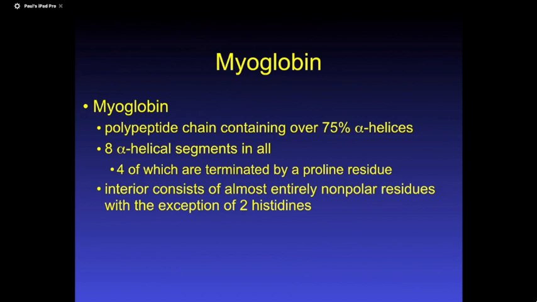Okay? So this causes a little bit of instability if it really wanted to be totally stable. So when you put polar things inside a place that it doesn't really want to be and it causes a little bit of instability, that probably indicates they are very important to the overall function. And we will see how those two histidines work together to cause the function of both myoglobin and hemoglobin.